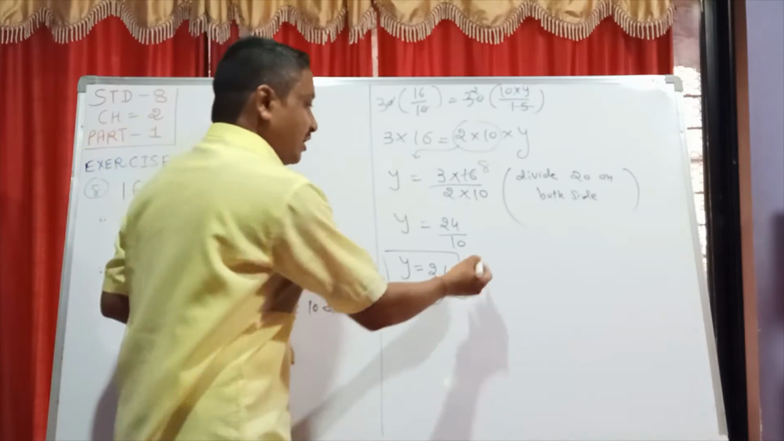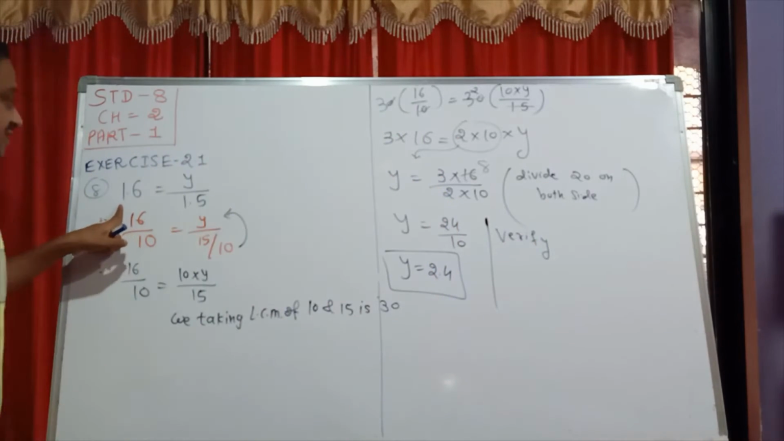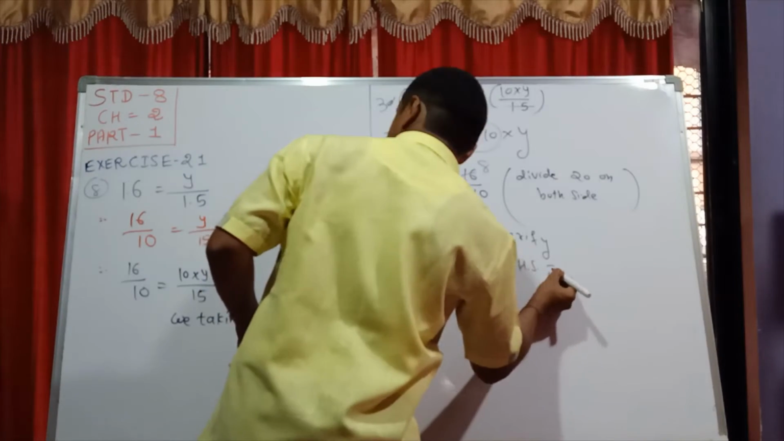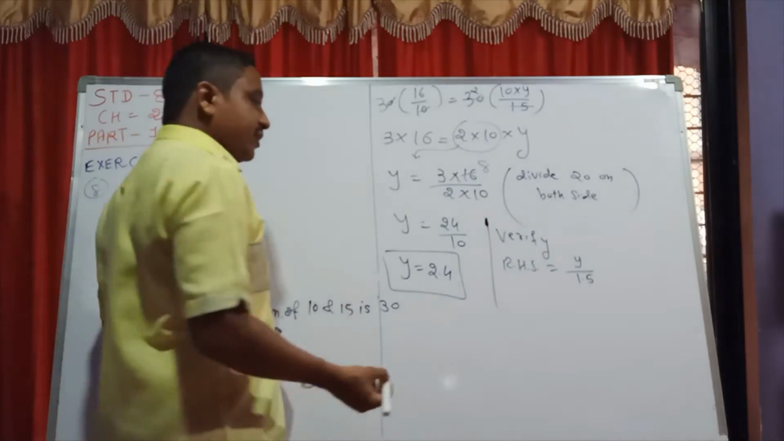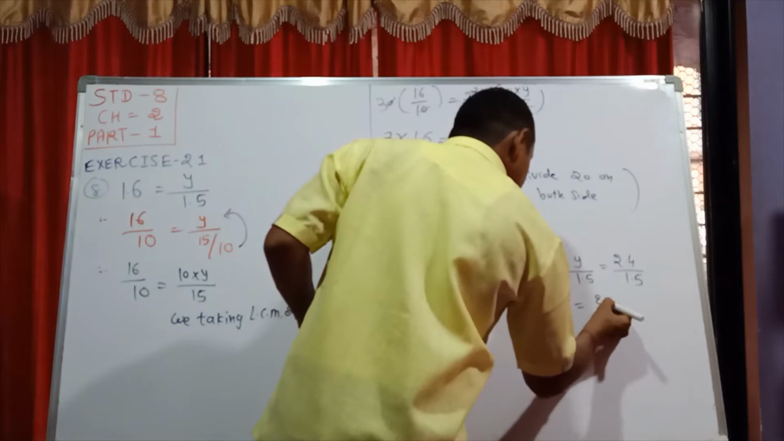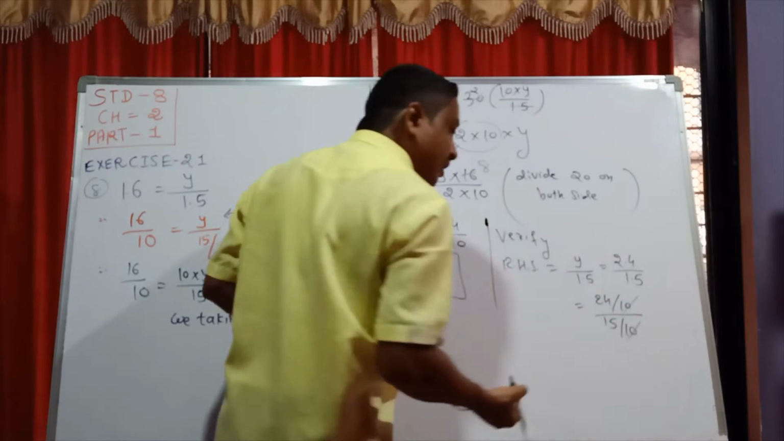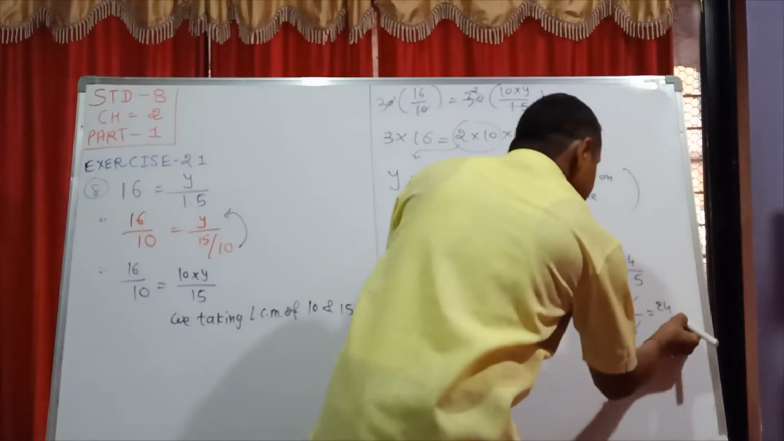Now I show the verification. Look at that. In the verification, LHS is 1.6, so I go to the RHS. What is your RHS? Yes, y upon 1.5. So just putting y, 2.4 divided by 1.5. It is 24 by 10 upon 15 by 10. This 10 and 10 are gone, and your only value is 24 by 15.